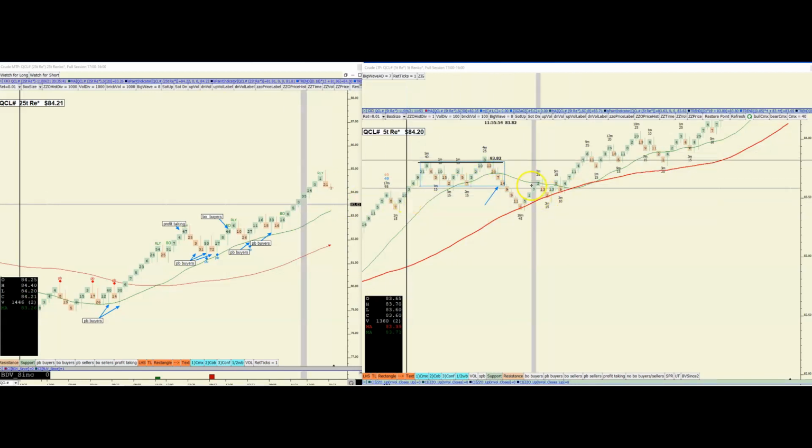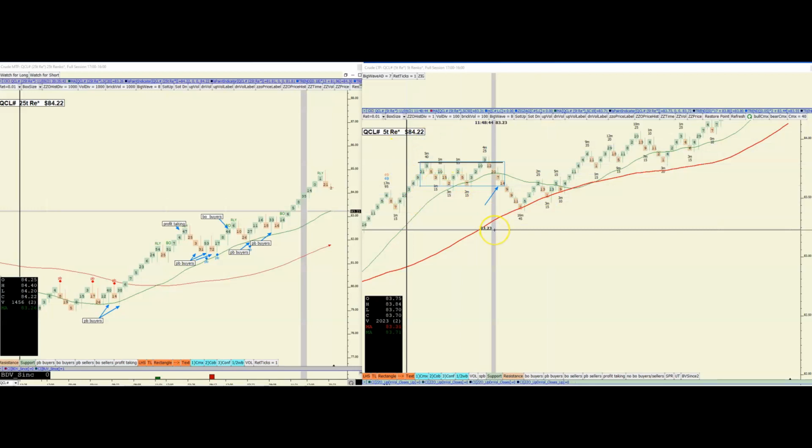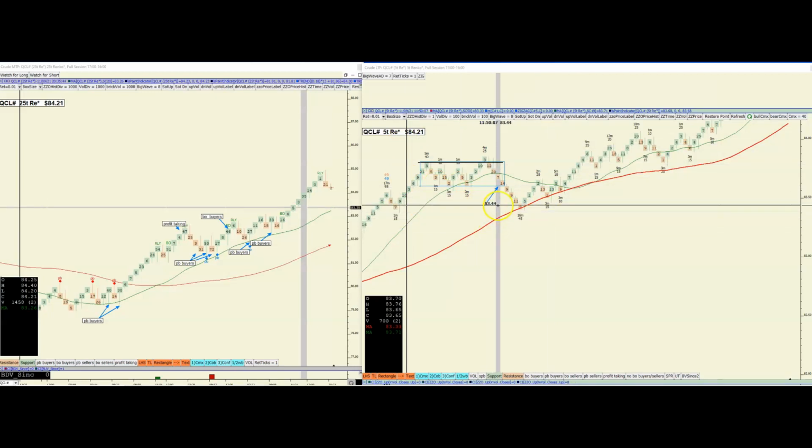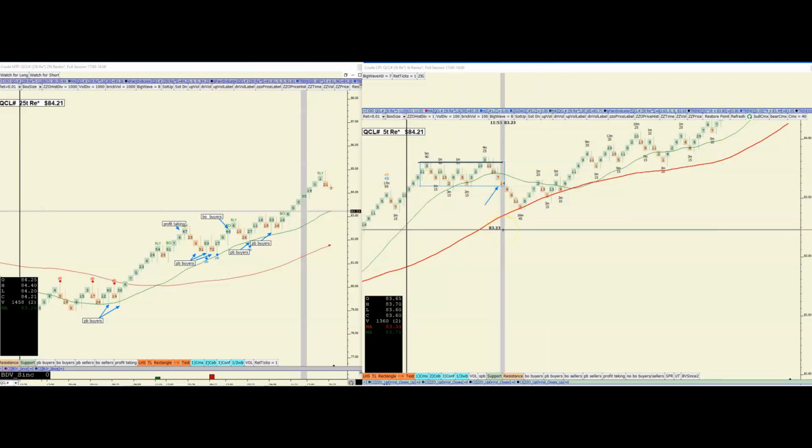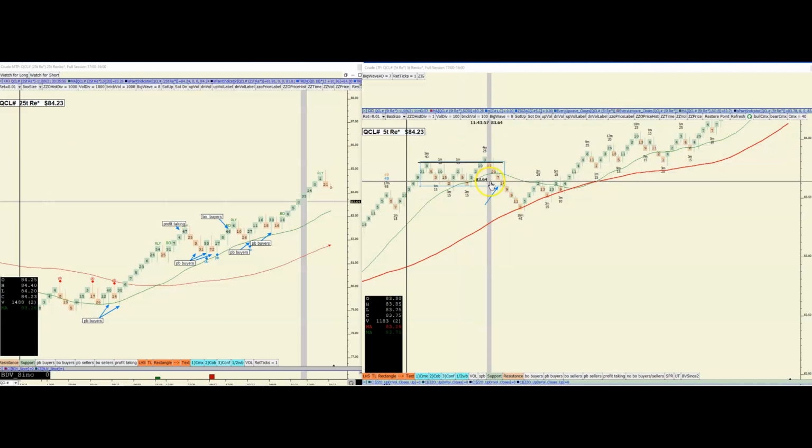It failed. Why? Simple answer. The market is in markup. Sells don't work. No matter what indicator you use, sells will not work. No matter what order flow tool.